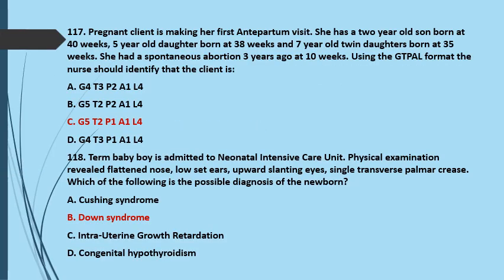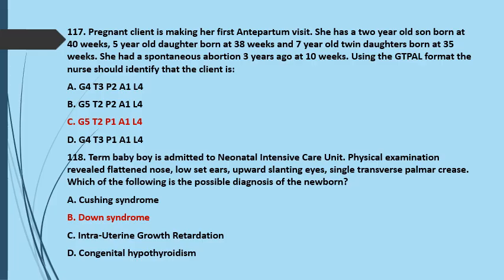A pregnant client is making her first antepartum visit. She has a 2-year-old son born at 40 weeks, a 5-year-old daughter born at 38 weeks, and a 7-year-old twin daughter born at 35 weeks. She had a spontaneous abortion 3 years ago at 10 weeks. Using GTPAL format, the nurse should identify that the client is... The correct answer is G5, T2, P1, A1, L4.